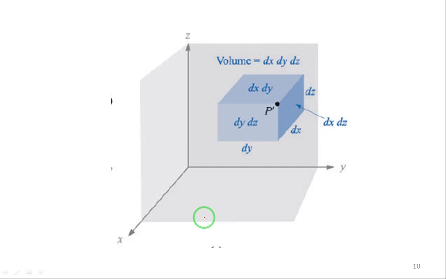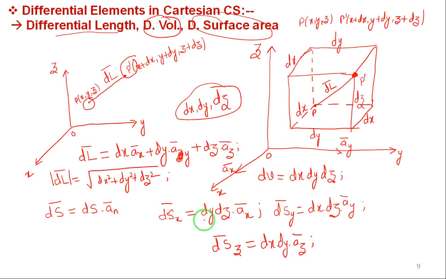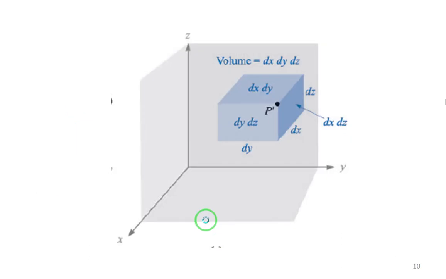Okay. This diagram, what I have drawn in the previous slide, you can observe here. This is from the textbook. Totally 6 faces are there. The differential surface area along x direction is dy dz into ax. Along z direction is dx into dy into az. Along y direction is dx into dz into ay. Is it fine? This is as shown.